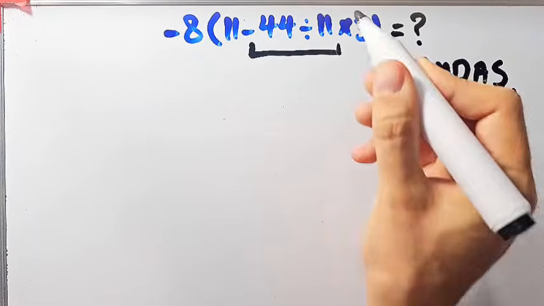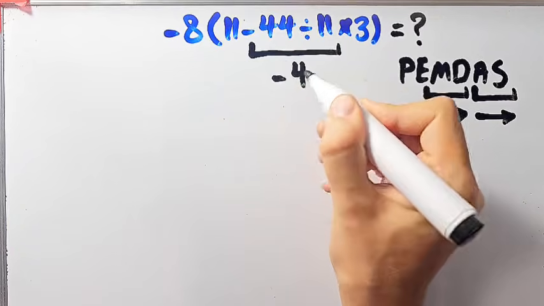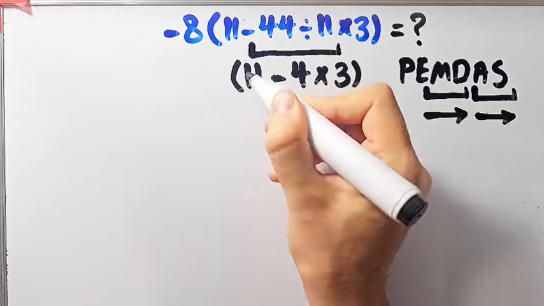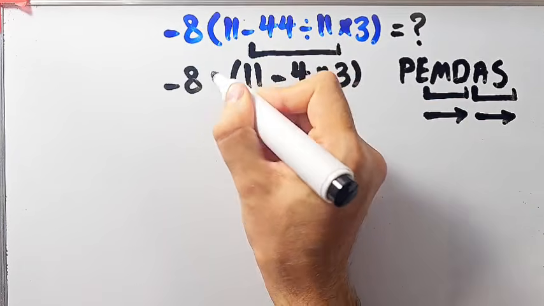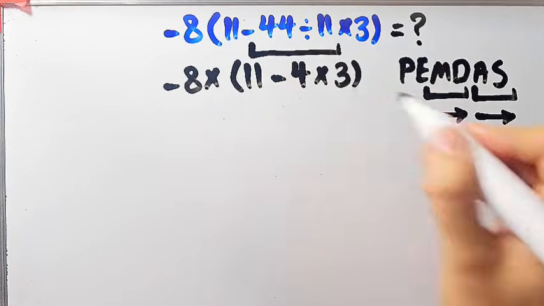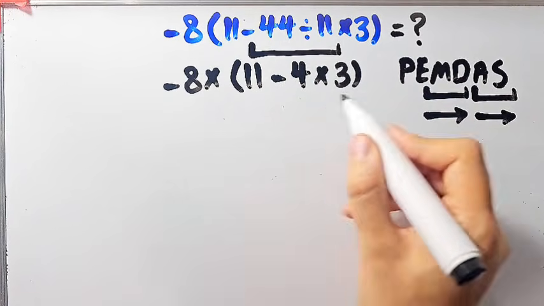Negative 44 divided by 11 equals negative 4. Now we have 11 minus 4 times 3 inside this parentheses. The question is negative 8 times open parentheses 11 minus 4 times 3 close parentheses. We have multiplication, parentheses, and subtraction. Again, we simplify these parentheses.